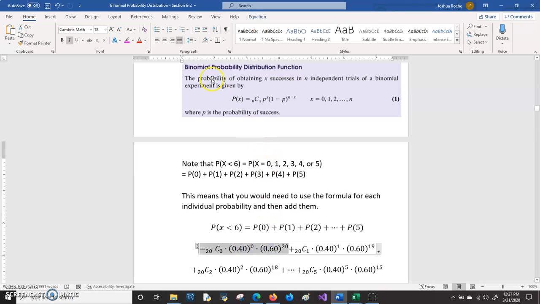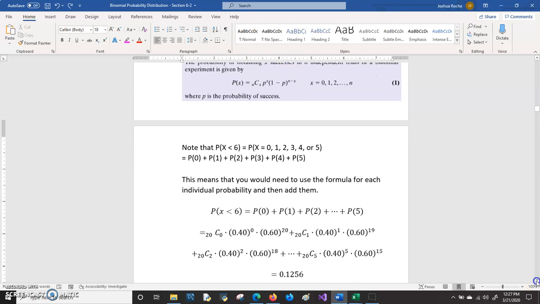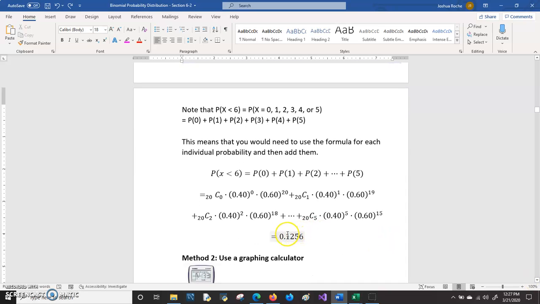So here's the probability that X is 0. This right here is the probability that 0 are nearsighted. This right here is the probability that 1 would be nearsighted. Here's the probability that 2 would be nearsighted. I didn't show them all, but skip a few, and here's the last one, the probability that all 5 would be nearsighted. You use that formula for each one, you add them all up, and it comes out to 0.1256.